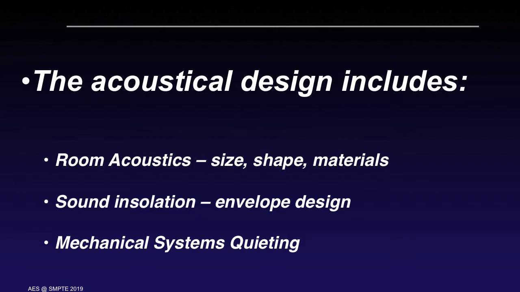The acoustical design includes three broad categories: the room acoustics, size, shape, and materials; the sound isolation, and that's insulation, which is a little different, which is the envelope design of the room; and finally, the mechanical system quieting. The architect manipulates the same things as the acoustician, size, shape, and materials, but normally we care about the materials and the size and the shape with a little different priority. These can be reconciled in many cases.